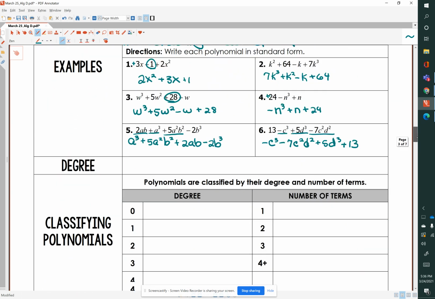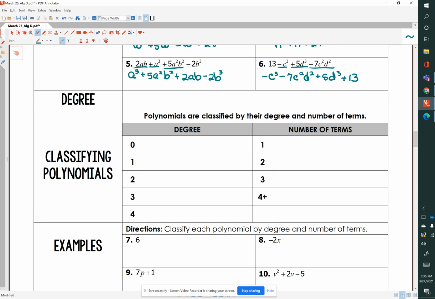Okay, now we also just note that the exponents are classified by their degree and the number of terms, okay? So let's look at classifying these polynomials. So we have polynomials. We can have a degree of the polynomial, and we can have a number of terms in the polynomial. So if the polynomial has just a constant, no variables, okay?